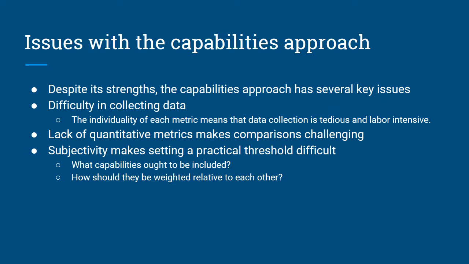Lastly, the subjectivity of the capabilities approach makes setting a practical poverty threshold for the United States difficult, because it raises such questions as what capabilities ought to be included in the measure, and how should they be weighted relative to each other. Thus, the capabilities approach is not suitable as a national poverty measure in the United States.